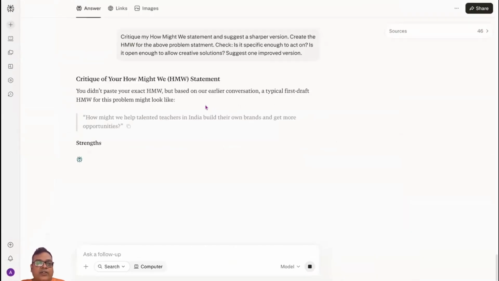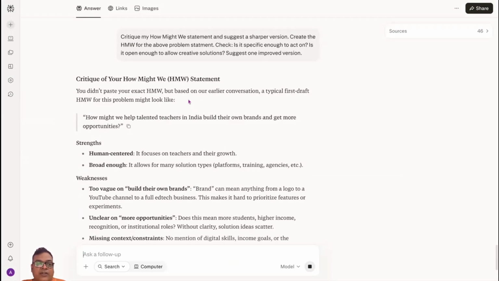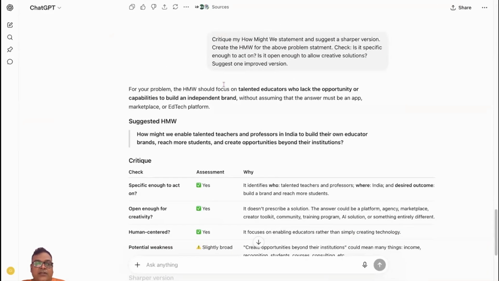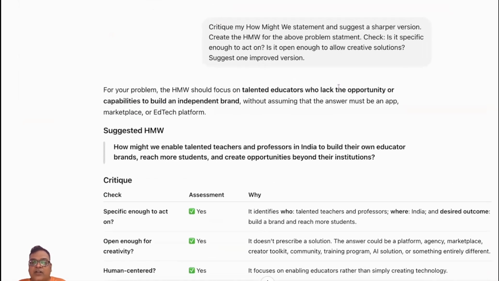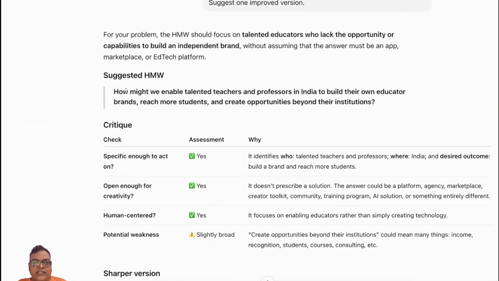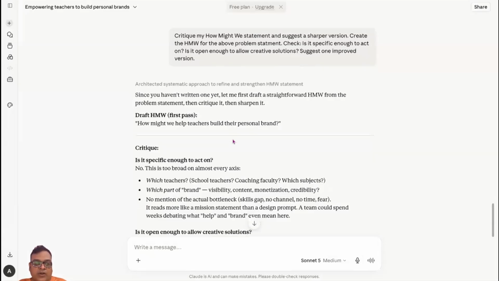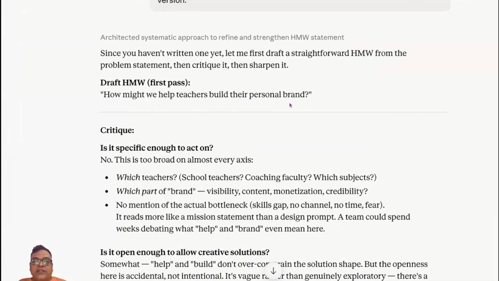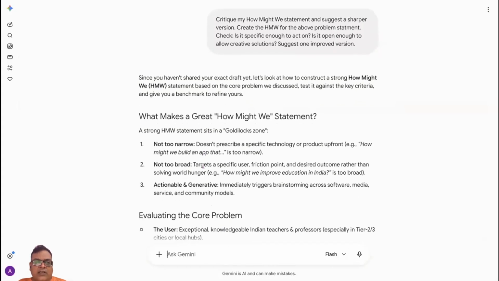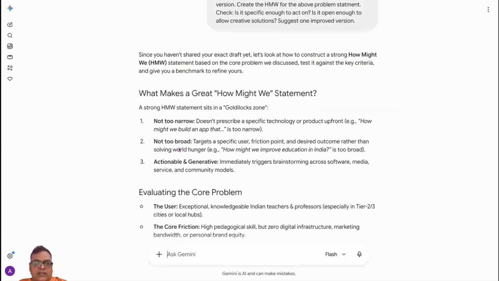Okay, fine. So what it is telling you is, for your problem, the HMW should focus on talented teachers. So this is the suggested HMW. How might we enable talented teachers and professors in India to build their own educator brands, reach more students, and create opportunities beyond institutions? Let's see what Claude says. How might we help teachers build their personal brand? Wonderful. And so there are three.